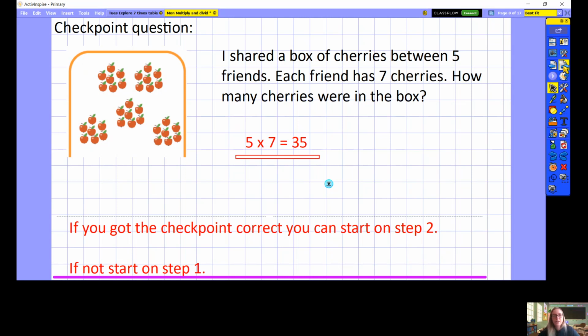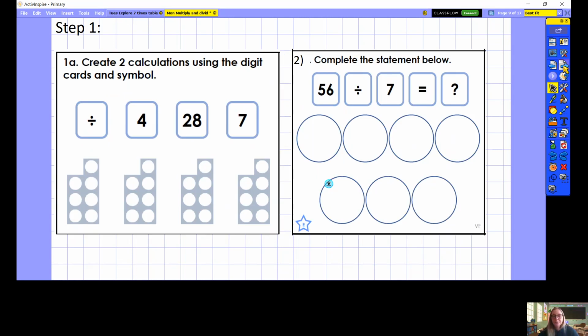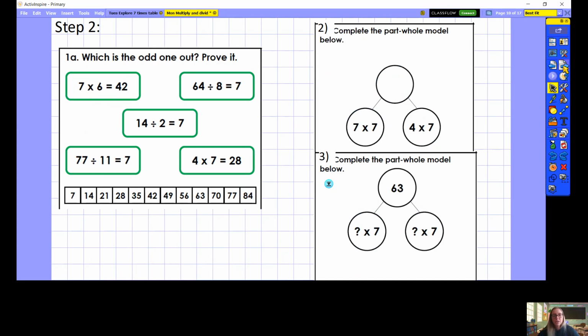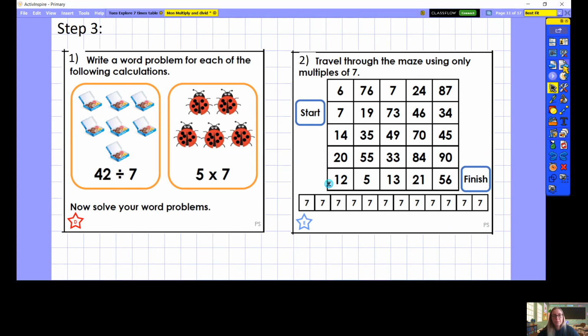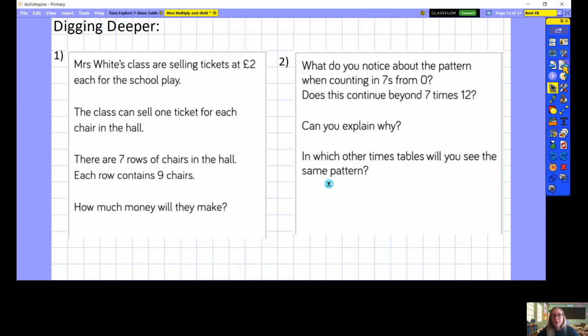So here is step 1 questions for today. You can show any working out you want to using counters, arrays, bar models. Step 2 questions today. Step 3 questions today. And if you want a challenge, here are the digging deeper questions. Move through the slides now to see the answers.